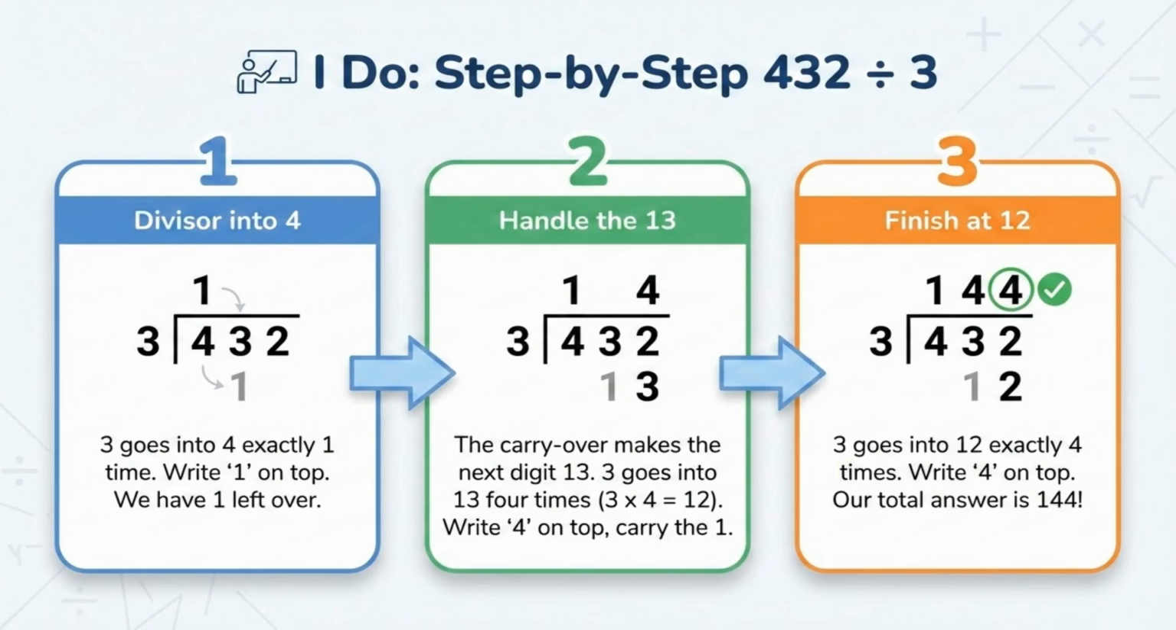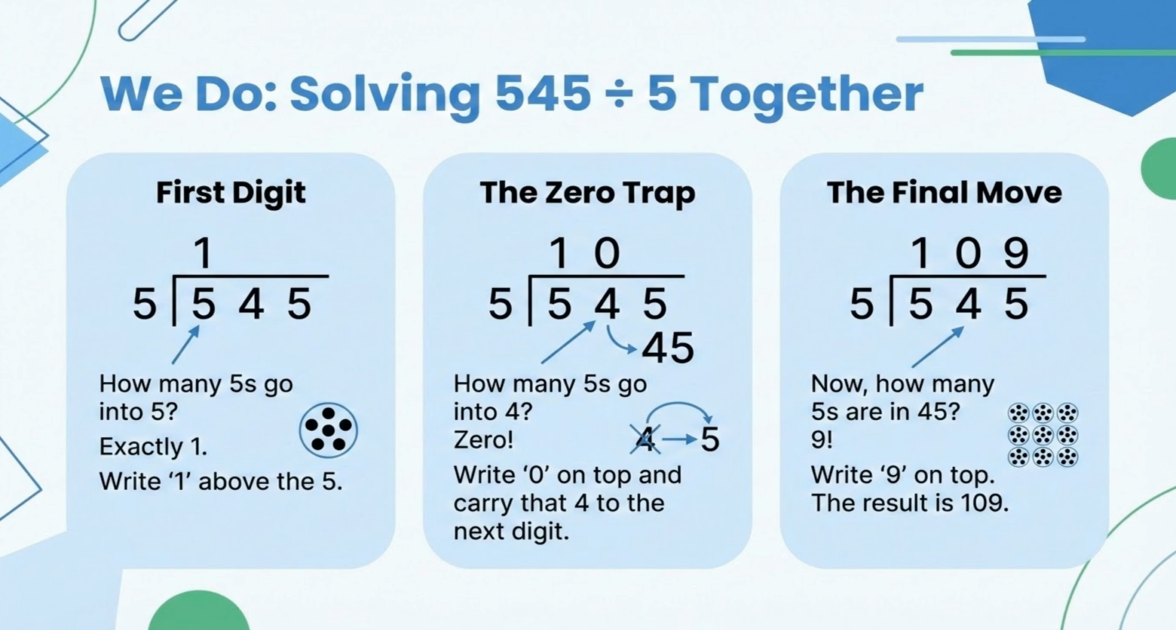Let's walk through an example. 432 divided by 3. First, see how many times 3 goes into 4. It goes once with 1 left over, which we carry over. Then, 3 goes into 13 4 times, with a carryover of 1. Finally, 3 goes into 12 4 times. The answer is 144.